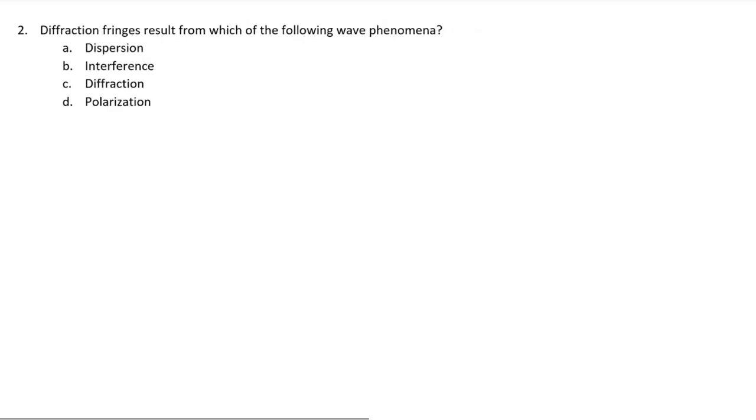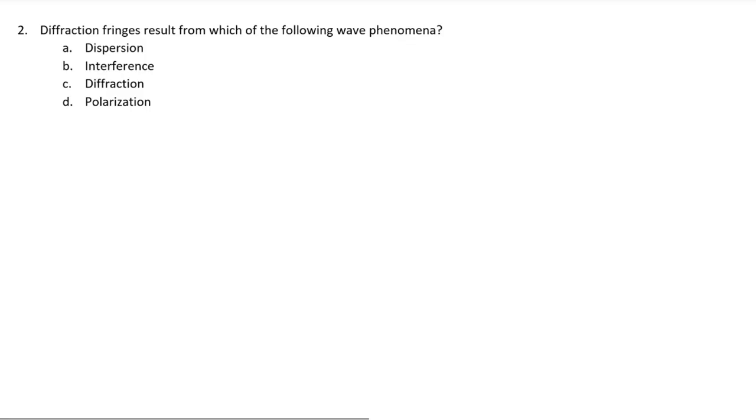This next question is testing our knowledge about diffraction. We are asked which of the following causes diffraction fringes. Is it dispersion, interference, diffraction, or polarization? Well, we just discussed that polarization has to do only with the orientation of the waves. Therefore, this has nothing to do with diffraction and cannot be the answer. Likewise, dispersion, as we shall discuss in the next video, is simply the separation of white light into its different colours as it goes from one medium to another. Therefore, option A also cannot be right.